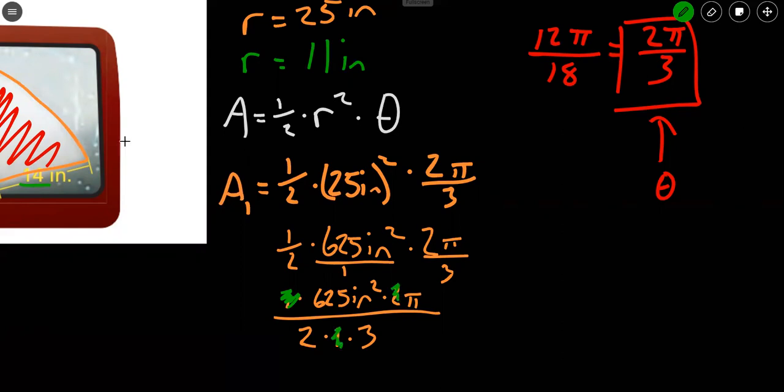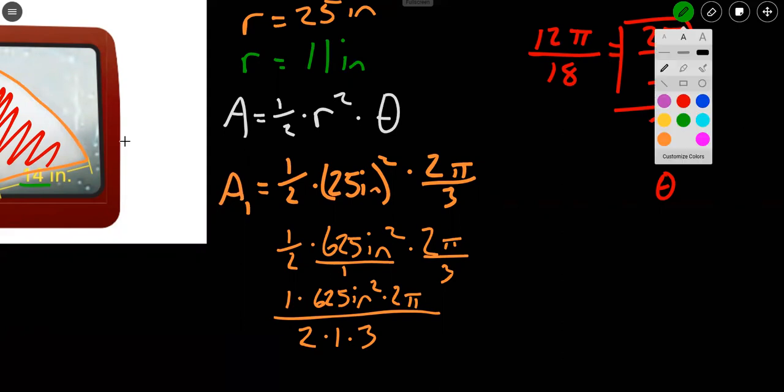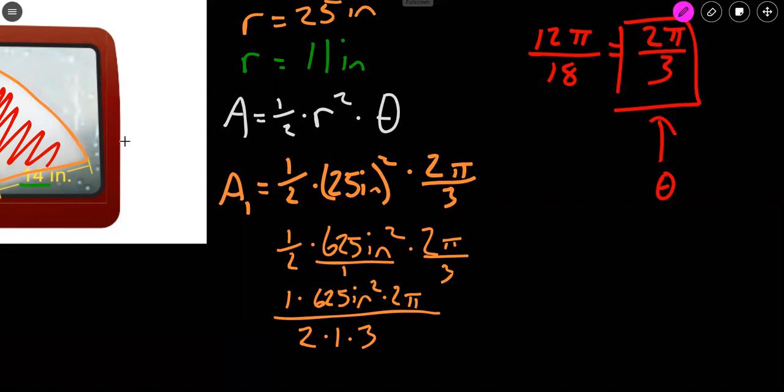The 2's can also, actually, let me change from green to a different color. Let's go with pink. So the 1's don't do anything. The 2's cancel each other out. So I'm left with 625 inches squared over 3, all times pi.